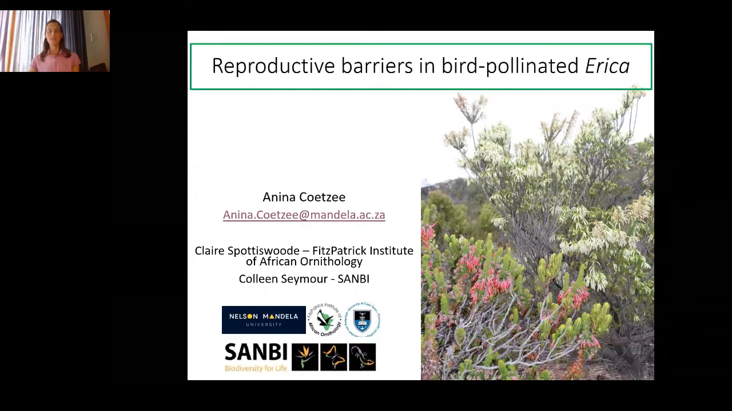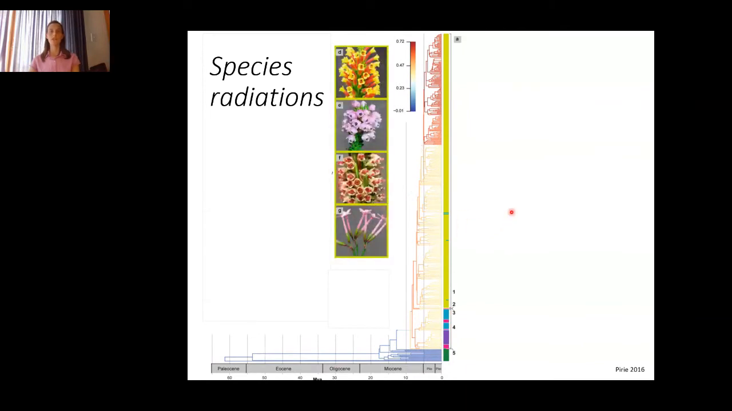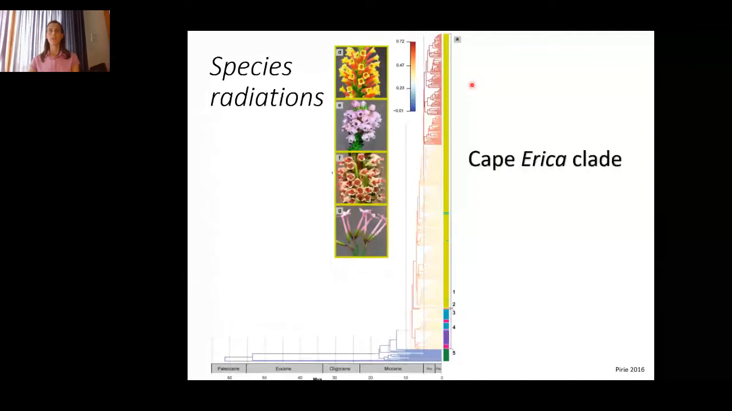So I'm Anina Kutse from Nelson Mandela University, and I'll be talking about some of my work on reproductive barriers in Erica that I did while I was at UCT. Now, this phylogeny here shows a species radiation, where many species evolved over relatively short time periods compared to the more common process where species evolve over very long time periods. And you can see that this radiation specifically produced a lot of species over a very short time. And this phylogeny is in fact of the genus Erica. And the very large yellow clade that you see over here is the Cape Erica clade.